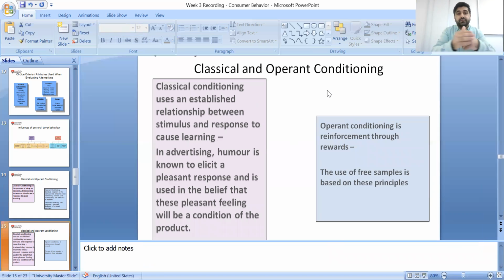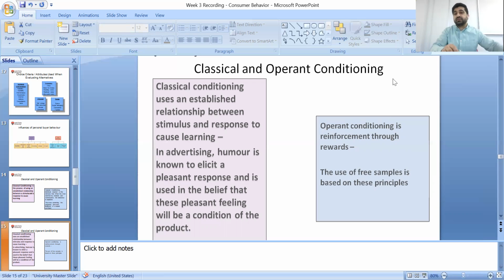So classical conditioning uses an established relationship between stimulus and response to cause learning. In advertising, humor is known to accelerate a pleasant response and is used in the belief that these pleasant feelings will be conditioned to the product, so that when we use this product, we will feel pleasant, we will feel happy, we will feel fun.